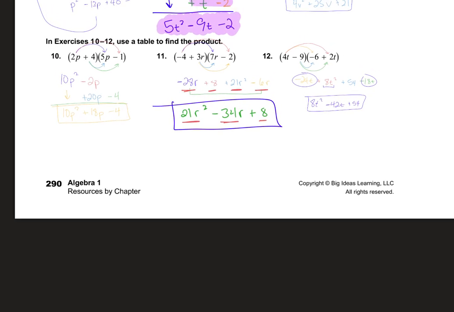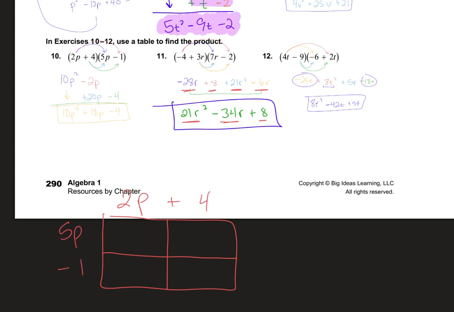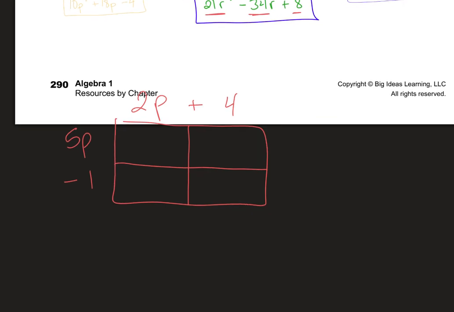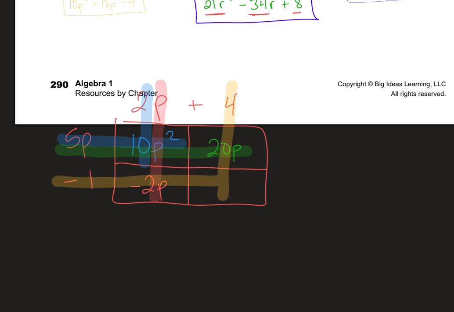So the table, how that would work is basically you're going to draw a table. You're going to have 2p plus 4 and 5p minus 1. And then what happens is, I'll draw it this way. 5p and 2p connect here. Well, that would be 10p squared. And now we're going to have 5p and 4, well, that's 20p. And next, you'll have 2p and negative 1. Well, that would be negative 2p. And last but not least, you would have 4 and negative 1, which is negative 4.